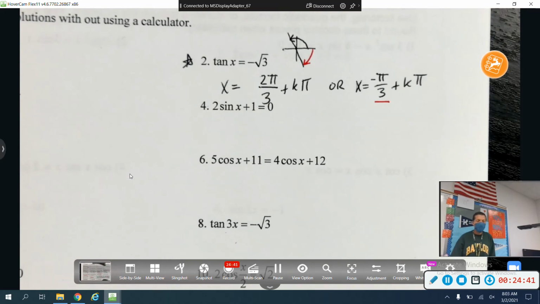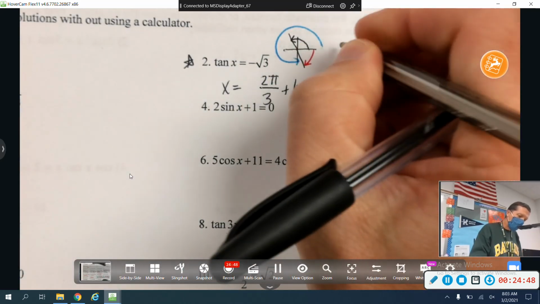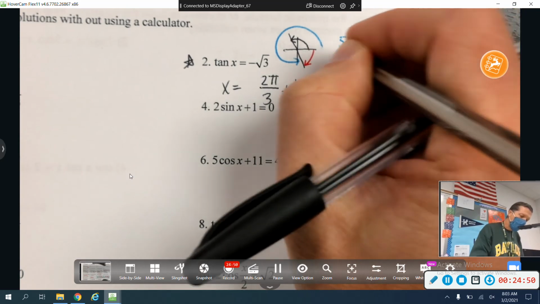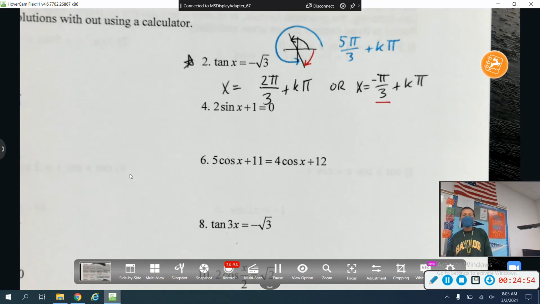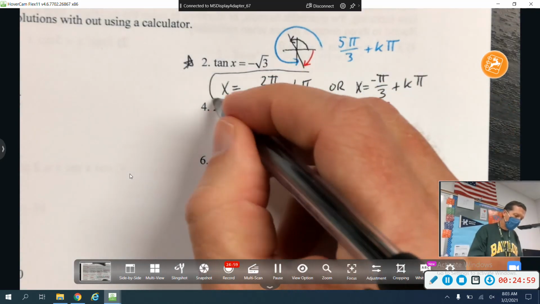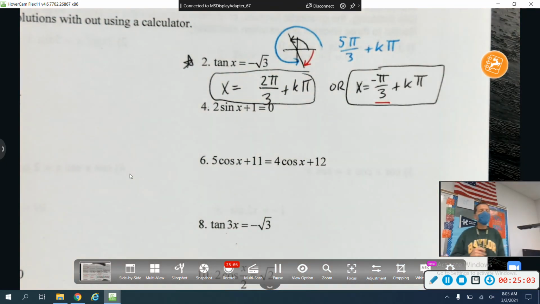There's a lot of other ways. I suppose you could really get creative and say it's also a long way around. That'd be, what, 5 pi over 3 plus k pi. So there's lots of ways to describe it. Probably you wouldn't pick 5 pi over 3. You'd probably pick this one or this one. But it wouldn't be wrong if you said 5 pi over 3.